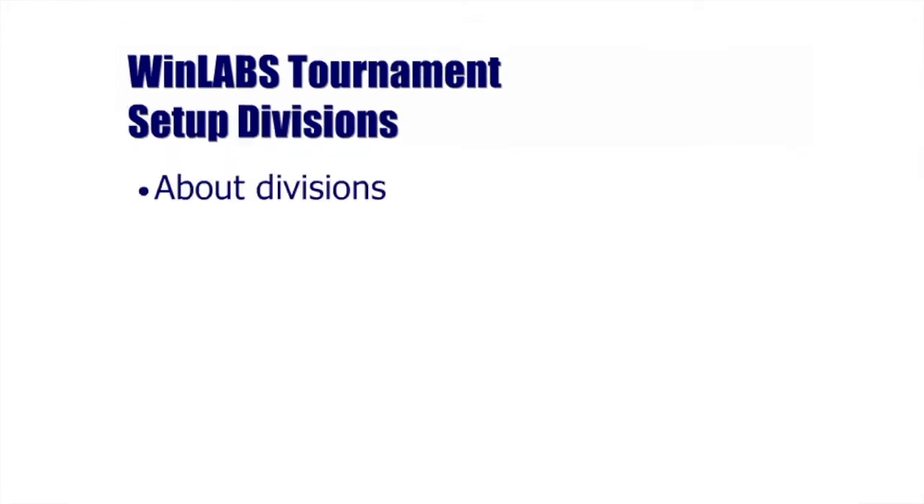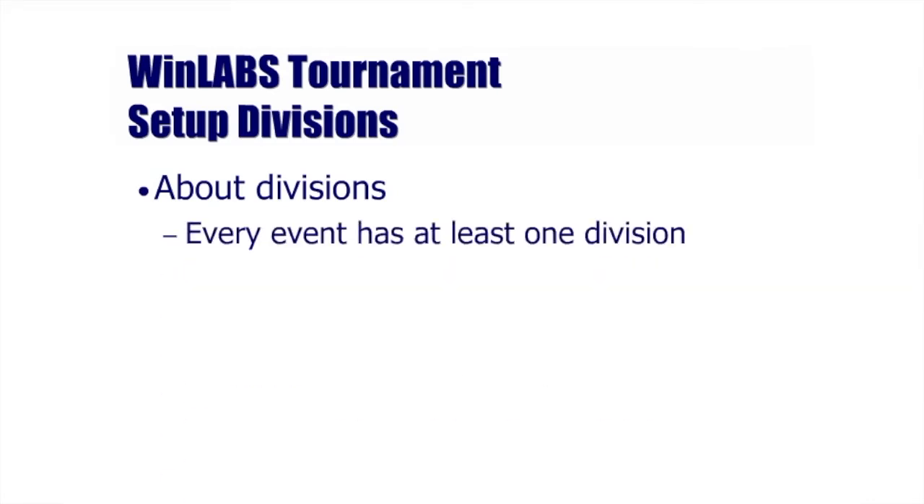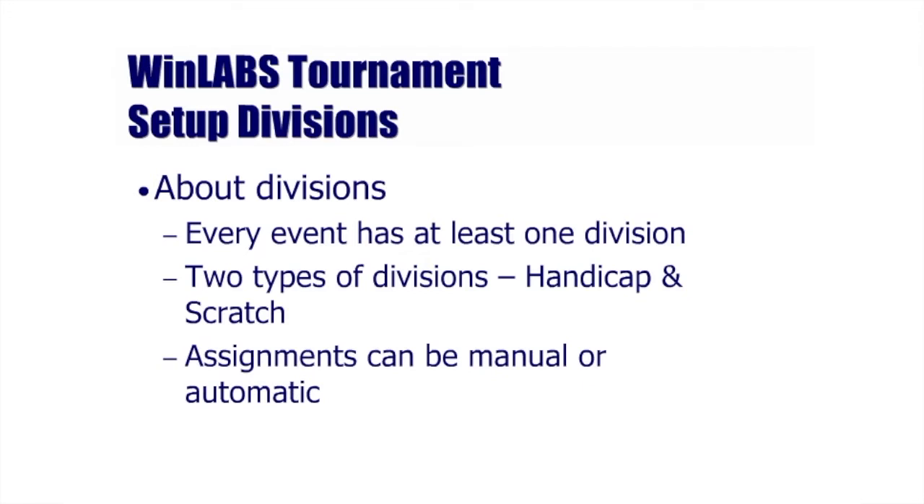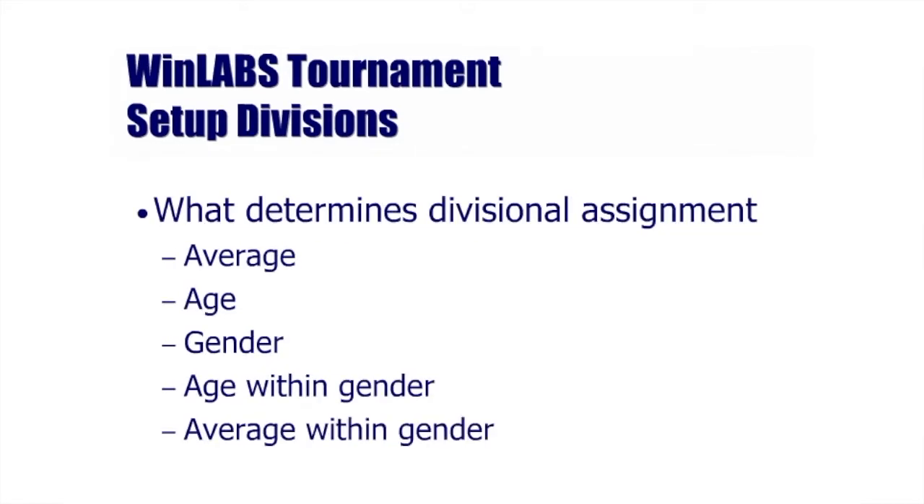Before we move on to the creation of team divisions, here's an overview of the WinLABS divisional features. By default, WinLABS requires that you create one division. There are 2 types of divisions, handicap and scratch. Divisional assignments can be manual, however that should be rare. WinLABS is quite proficient at assigning them automatically. WinLABS can be instructed to assign divisions based on average, age, gender, or a combination thereof. For example, you could have a tournament where the boys Division 1 is 180 and up, and the girls Division 1 is 160 and up.